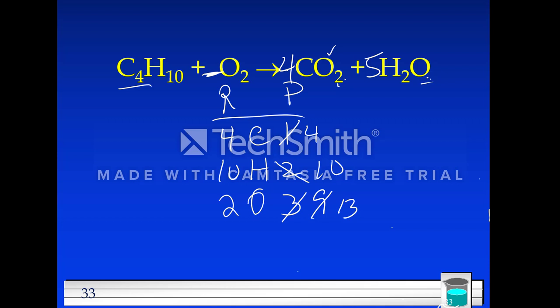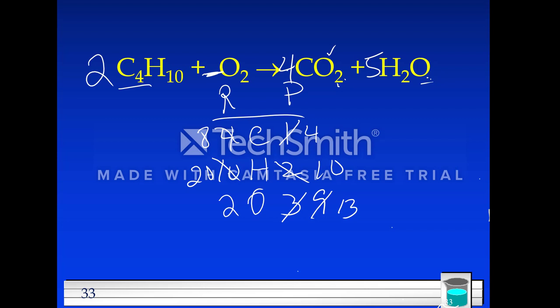Okay? So what I do is I go to that first one, and whatever's in front, I double. It's going to change all my numbers, but it's going to change it in a way that gets rid of odd numbers. So I now have 8 carbons and 20 hydrogens. That's going to force me to change my numbers on the other side. Something to get used to.